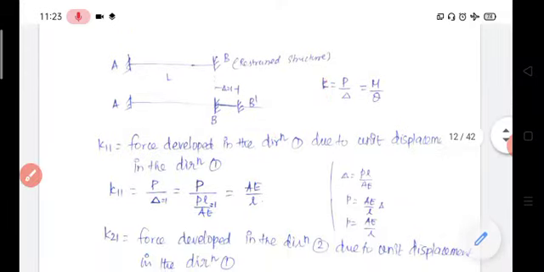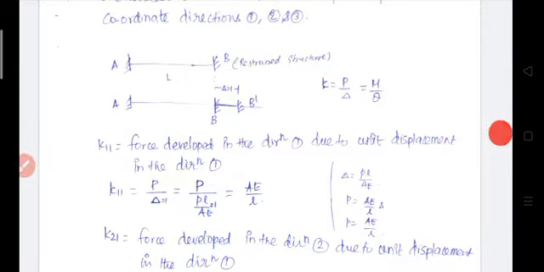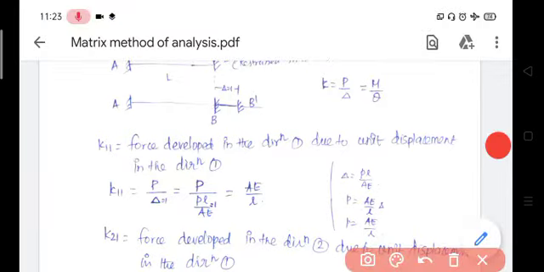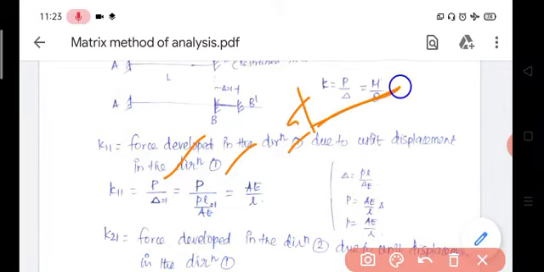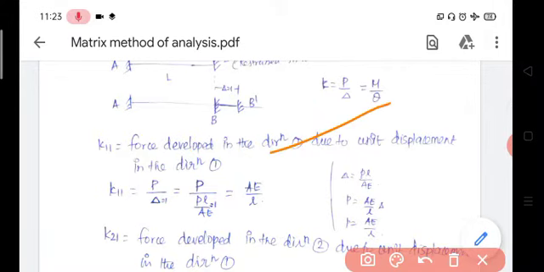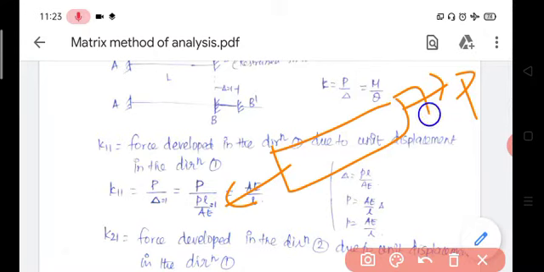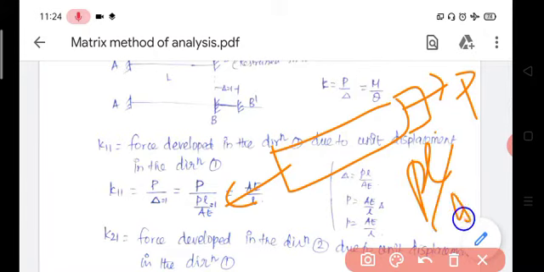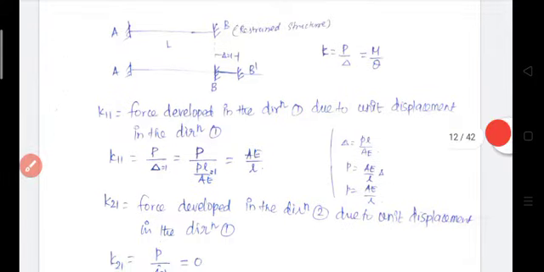Therefore, K11 is equal to the force developed in direction 1 due to unit displacement in direction 1. The force is the axial force, P by delta, which is equal to P divided by the deflection produced by axial force P. So, this is our beam. Apply P force, which produces a displacement of PL by AE. From that, K11 is equal to AE by L.